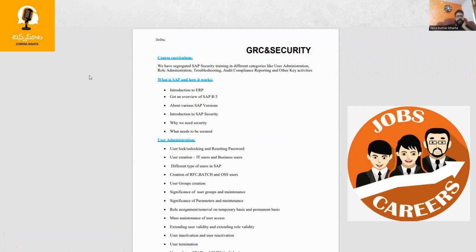Enterprise Resource Planning. Enterprise means a business. In a business, resource means employees. Planning means how the plan will work out with these employees to run a business. I will give you an example.